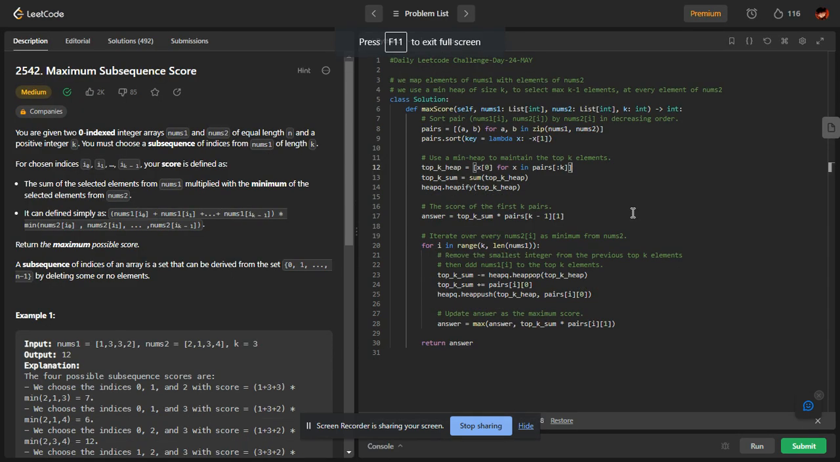That is the kth minus 1 index, and I'm taking the first value of that because I want the nums2 value. The zeroth value is for nums1, and the first value is for nums2. The zeroth index of each pair is nums1, the first index is nums2. That is the basic idea. This is the insertion part, for the first elements.